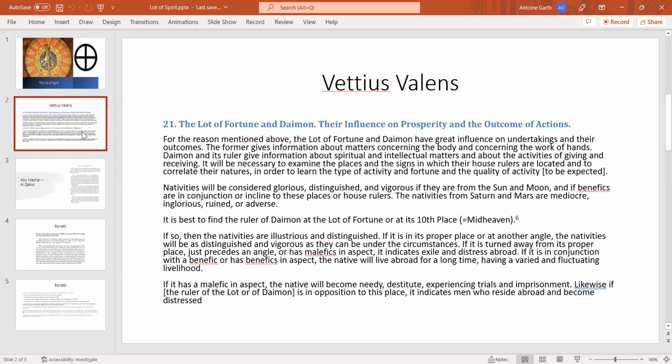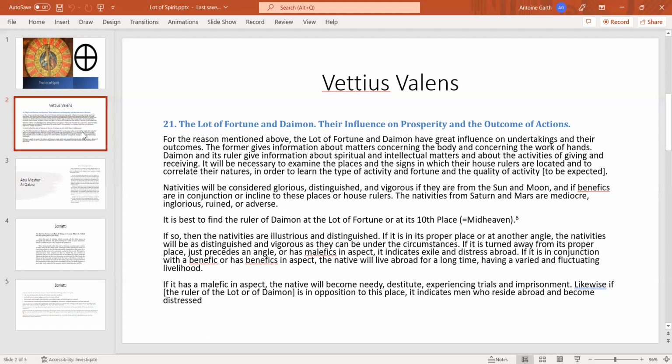Oh, wait. The former gives information about matters concerning the body and concerning the work of the hands. Daemon, which is what we're looking at, is another word for spirit, which is where the word demon comes from. Its ruler gives information about spiritual and intellectual matters, and about the activities of giving and receiving. Now, giving and receiving is another word for sales, right? Sex is giving and receiving, right? So, activities of giving and receiving. Can we come up with some other ideas of what are activities of giving and receiving in the chat?